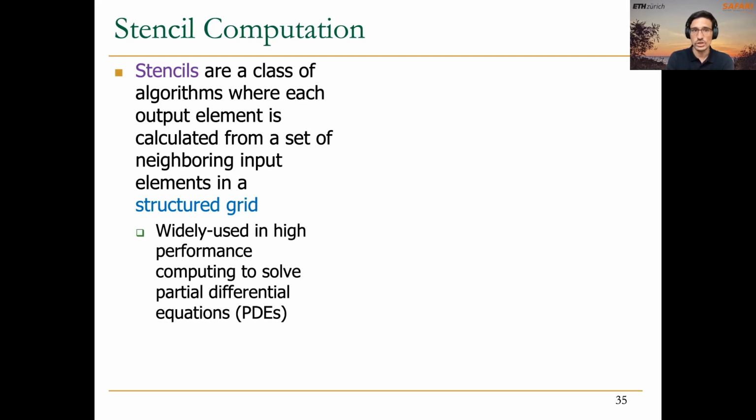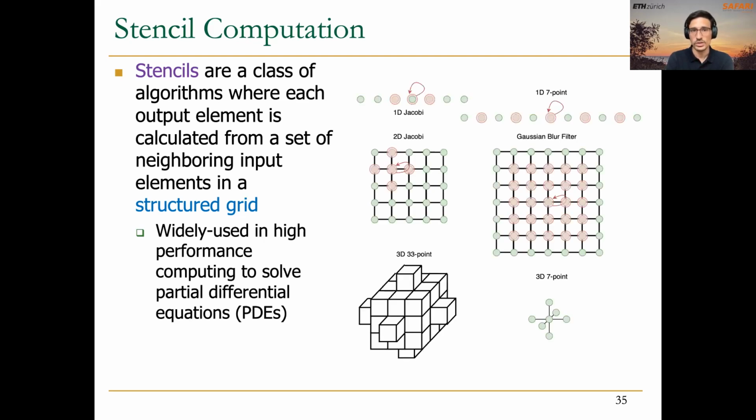Stencils are widely used in high performance computing to solve, for example, partial differential equations. And there are many different types of stencils, for example, 1D, like this 1D Jacobi or 1D 7-point, 2D, like the 2D Jacobi or the Gaussian filter that we have discussed before. And there are also three-dimensional stencils, like for example, you have a quite complex one here with 33 points or with 7 points. And of course, we can keep increasing the dimensionality of the stencils.